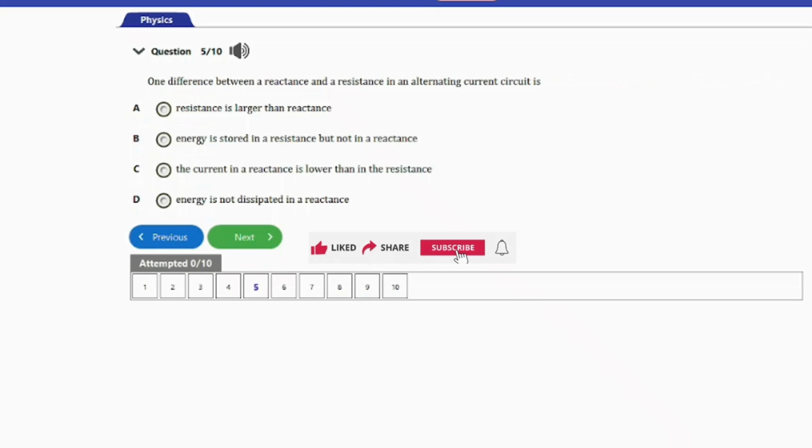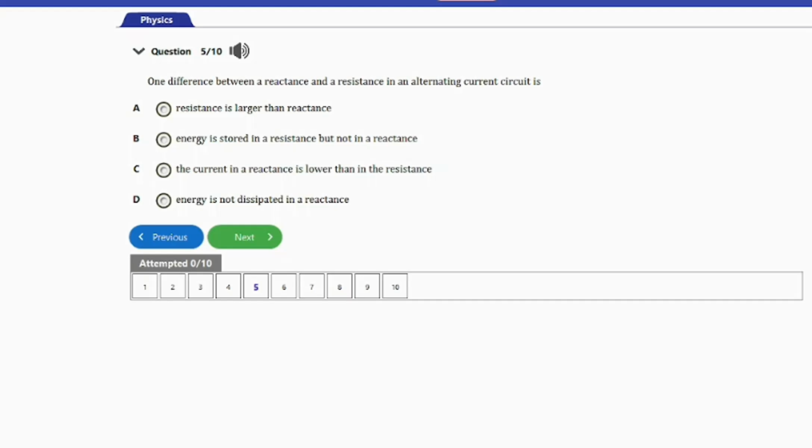So guys, the next question we have here is question number 5. It says, one difference between a reactance and the resistance in an alternating current circuit is: A, resistance is larger than reactance. B, energy is stored in resistance but not in a reactance. C, the current in a reactance is lower than in the resistance. And D, energy is not dissipated in a reactance.